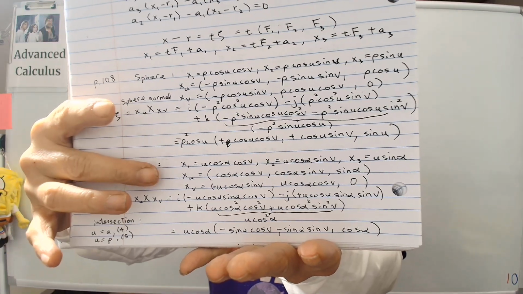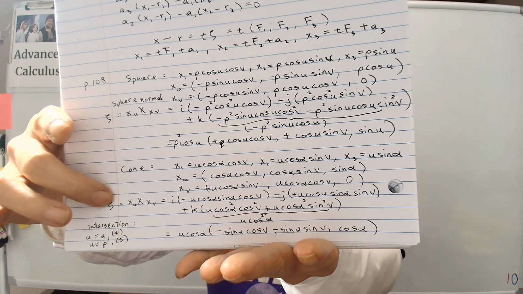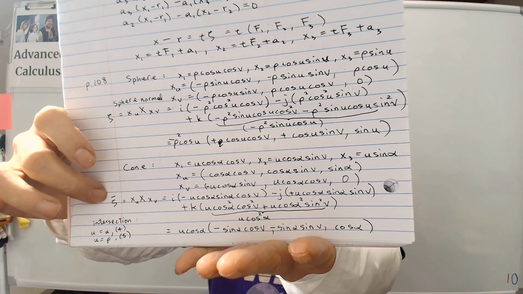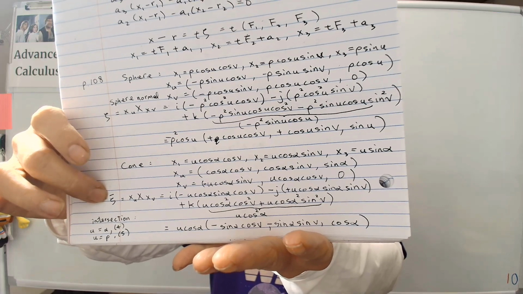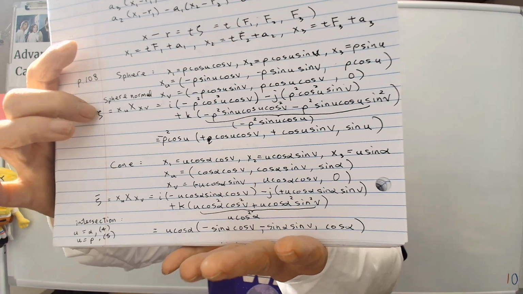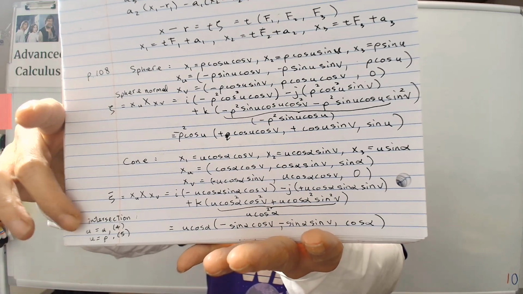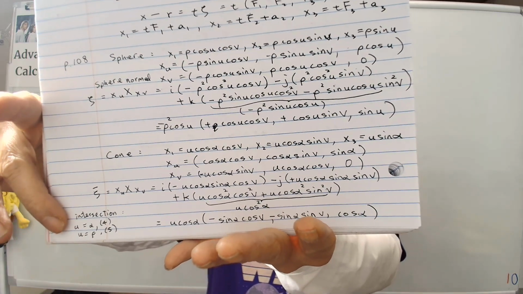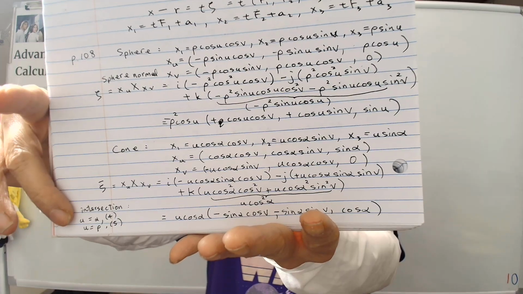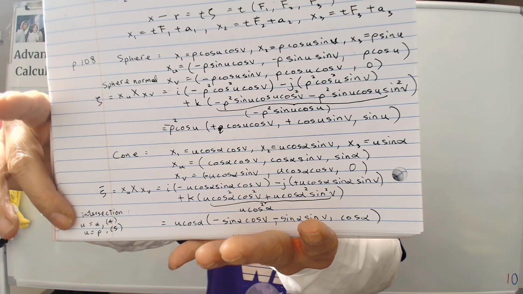Then for the cone, we do the same thing. We calculate xu, xv, and do the cross product. This is called theta bar, at least I think that's how it's pronounced, with a line on top. So that's the normal for the sphere and the normal for the cone. Then we figure out that the intersection is exactly when u equals alpha in the equation of the sphere, I think.